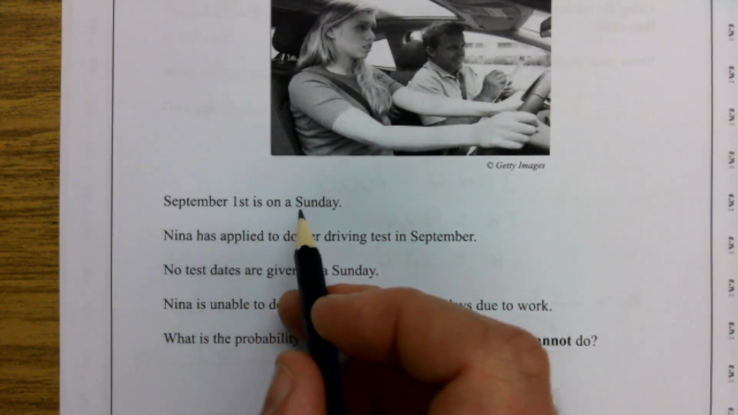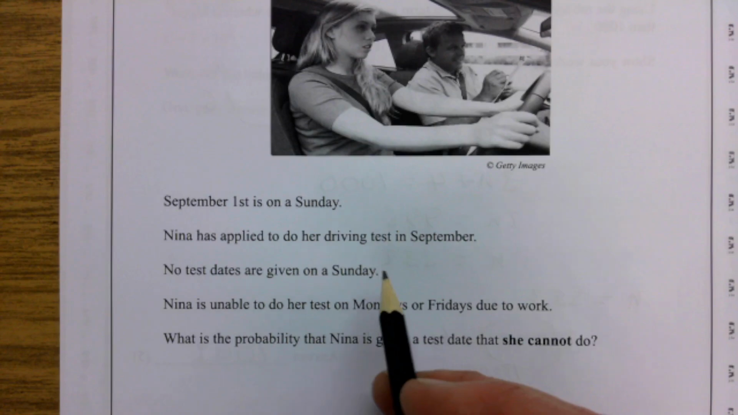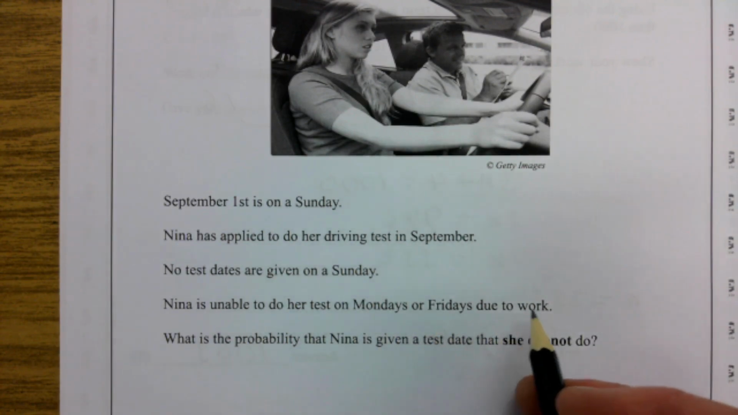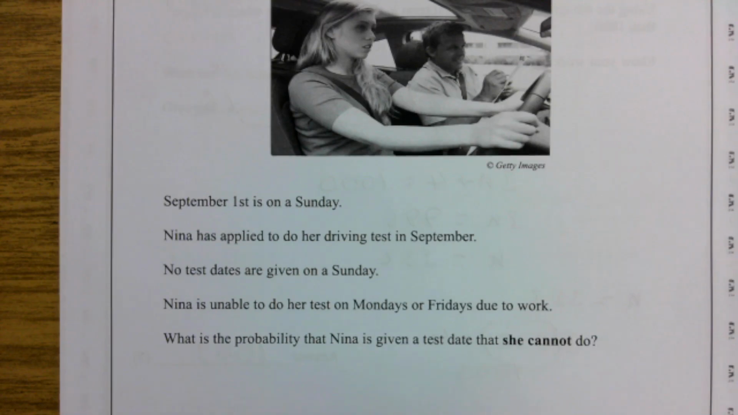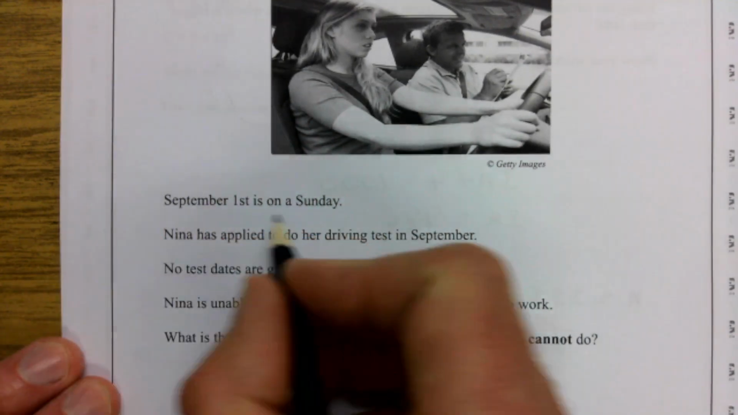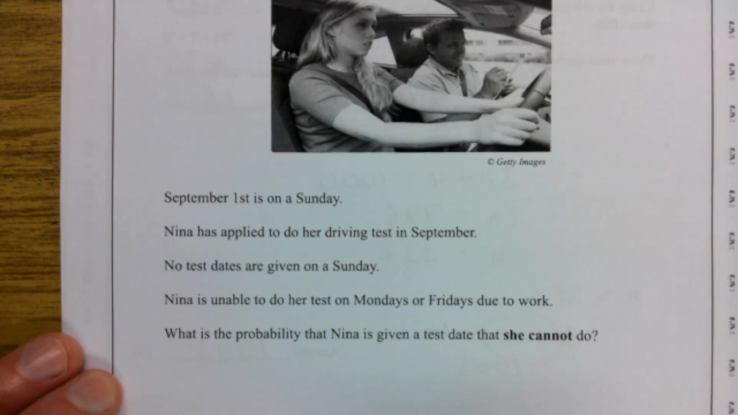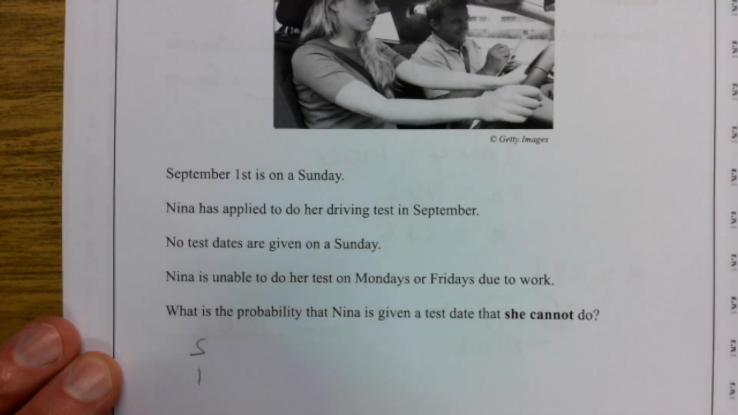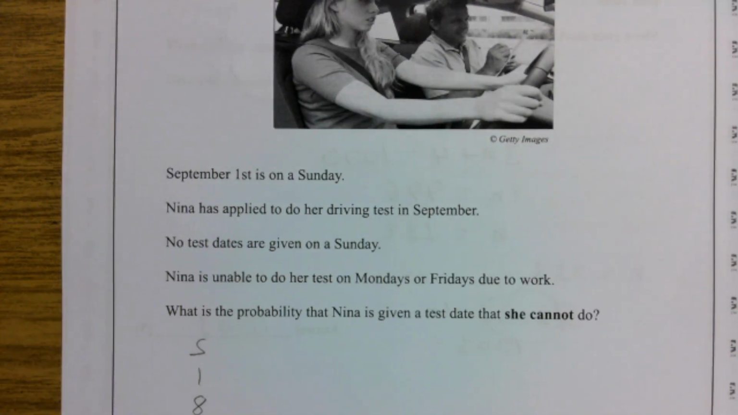So September the 1st is on a Sunday. Nina has applied to do her driving test in September. No test dates are given on a Sunday. Nina is unable to do her test on Mondays or Fridays due to work. What's the probability Nina is given a test date she cannot do? So September the 1st is a Sunday. So the Sundays are going to be the 1st, the 8th, the 15th, the 22nd, and the 29th. Remember that we have 30 days here in September.